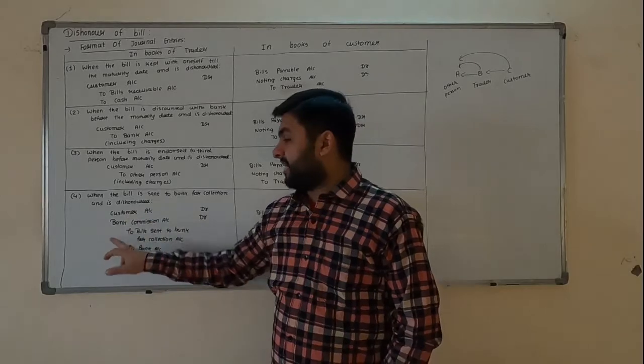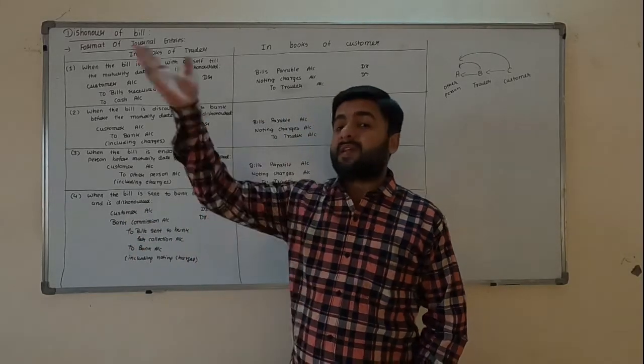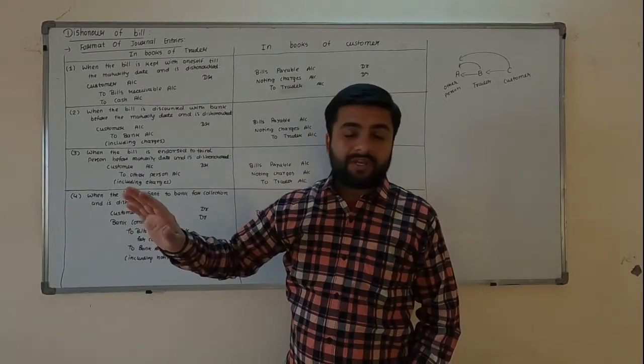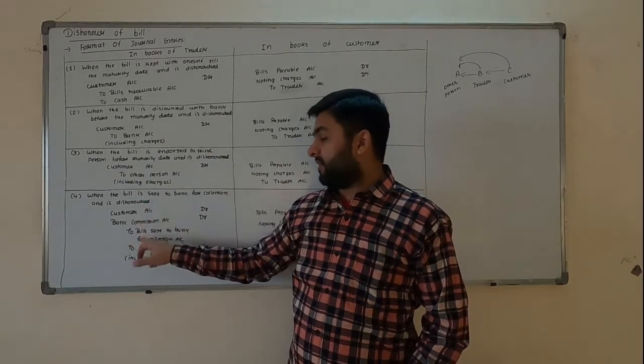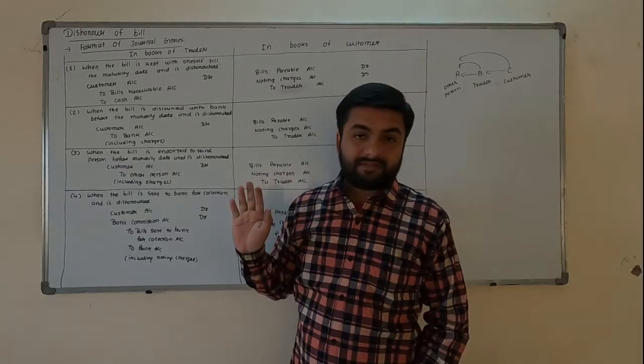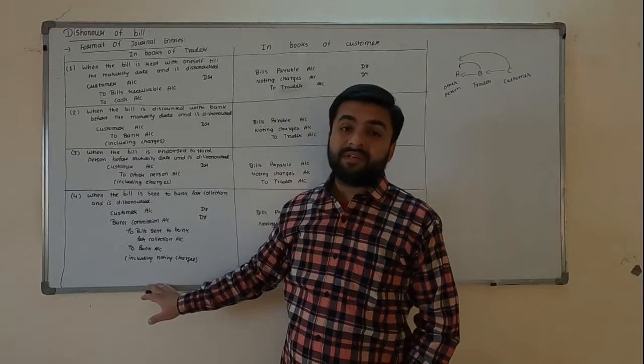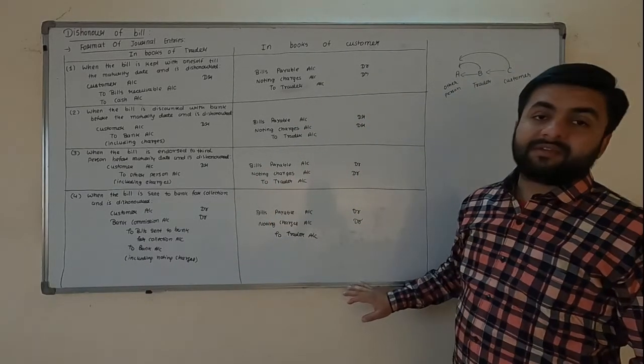So customer debit, bank commission debit, and the bill which is sent to the bank for collection cannot be collected now, so it will be credited, and bank will be credited including commission and noting charges. Okay, so this entry is a little bit important, and here a fixed entry is there.